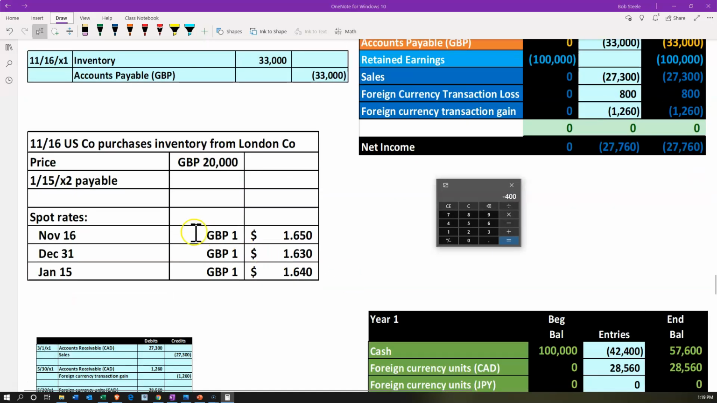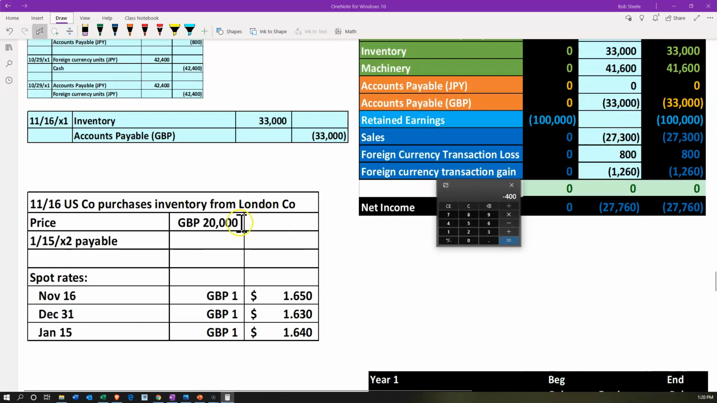Now, why would it be a gain? Because before, 1 pound was worth $1.65. Now 1 pound is worth $1.63. So what happened then? The pound got weaker because 1 pound is worth less dollars. And we're going to be paying in pounds in the future. We've committed to pay 20,000 pounds. The 20,000 pounds was equivalent to $33,000. Now the 20,000 pounds is equivalent to fewer dollars. So that's good for us because now we're going to pay in something that has been devalued in the period between when we promised to pay it and when we're actually going to pay it.